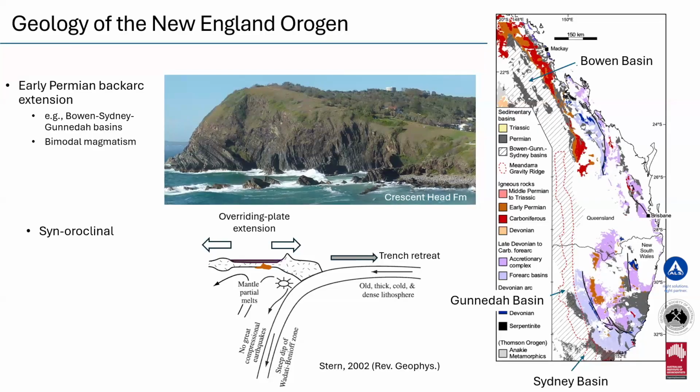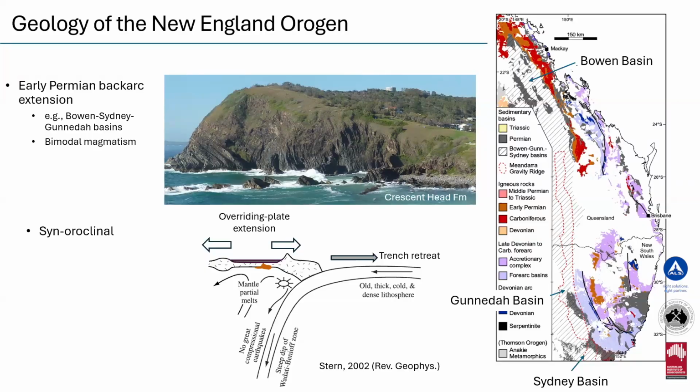So in the early Permian, we can see early Permian features: the Boyne Basin, Gunnedah Basin, Sydney Basin, and additional basins within the New England. They are all extensional back arc basins. That's their interpretation. There's also a lot of magmatism associated with the basins. Maybe this gravity ridge that we see here in the Boyne Basin perhaps indicates some mafic magmatism at the base of the Boyne Basin.